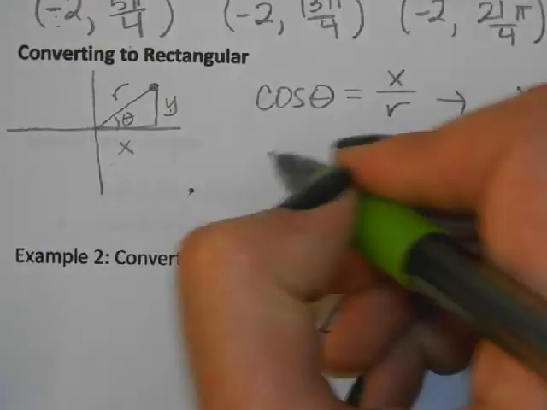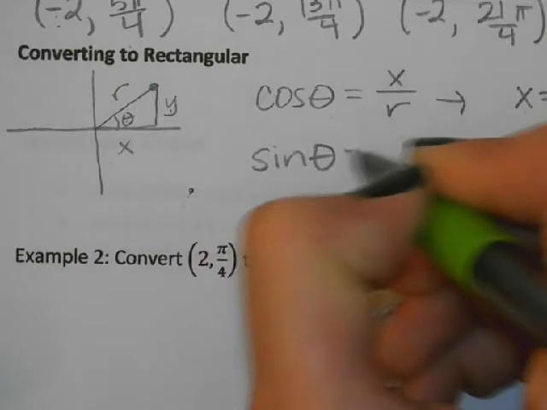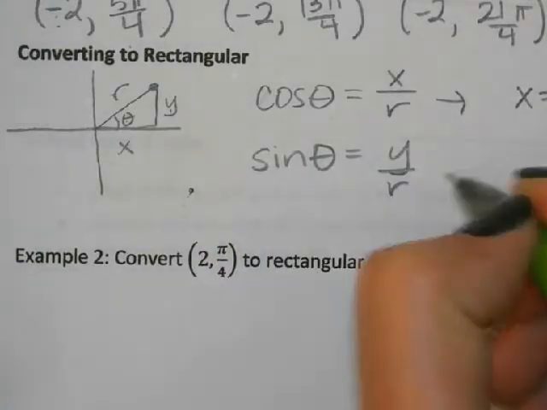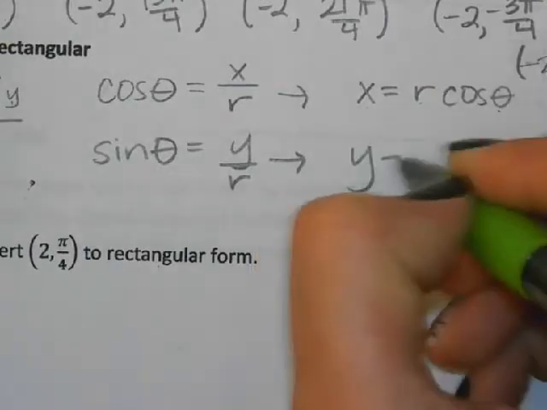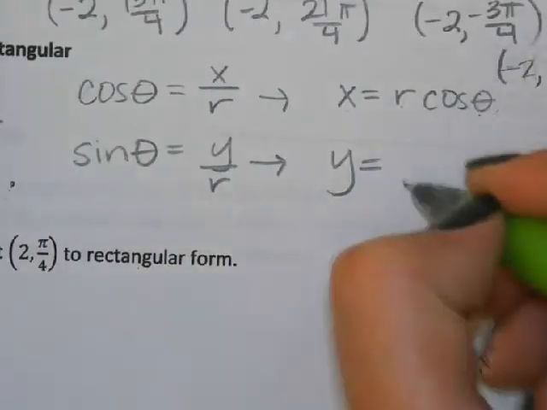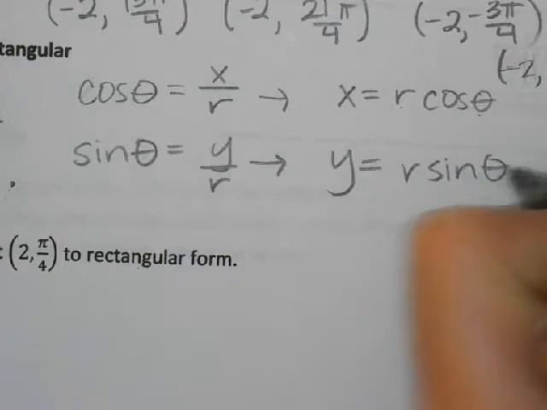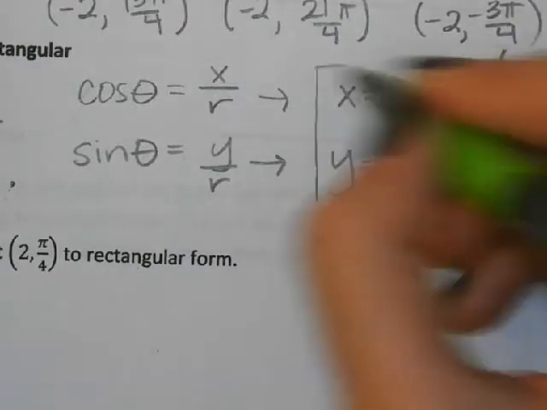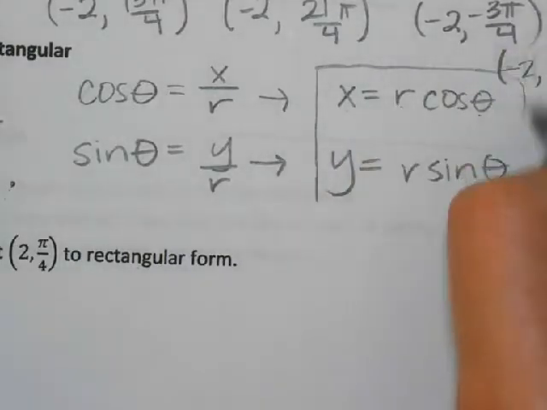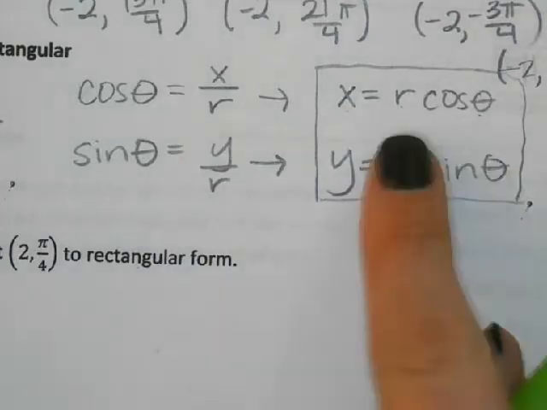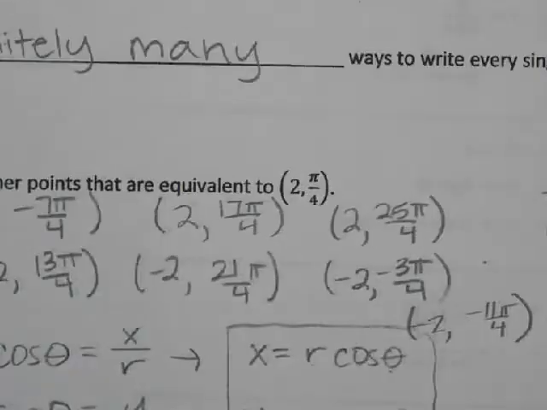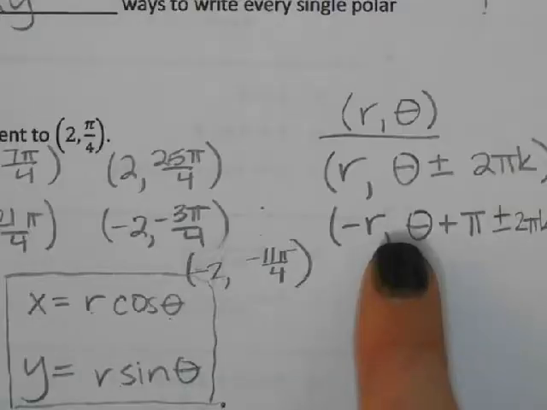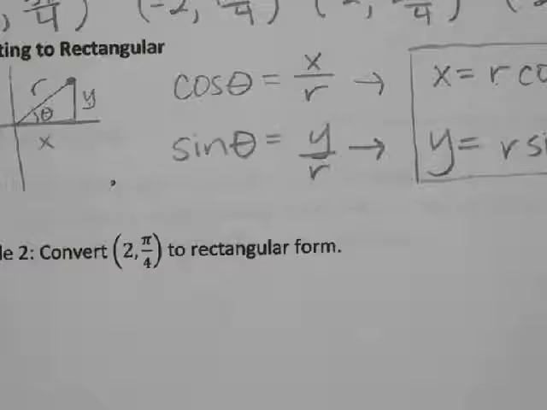What about sine theta? What would that give you? Y over r. So opposite over hypotenuse. So if we wanted the y coordinate, what would we do? R sine theta. Now, if you are making a cheat sheet for this unit, this needs to be on it. These are important. The other thing that would need to be on it would be these formulas right here. Those are the important formulas we've learned so far today.